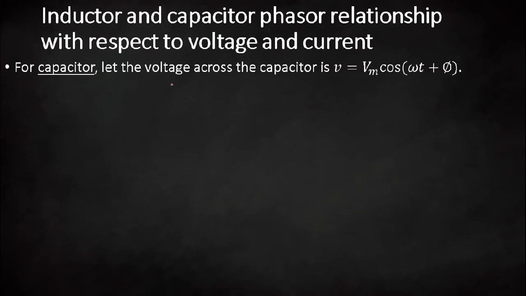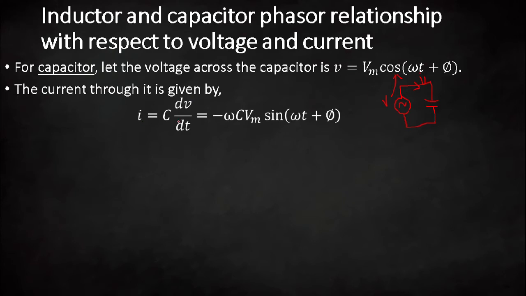So in the same way for a capacitor, let the voltage across the capacitor be given by V equal to Vm cos(omega t plus phi). This is nothing but a capacitor supplied by a time varying voltage signal. In that case, voltage V is Vm cos(omega t plus phi), and the current I is equal to C dV by dt. So in the case of a capacitor, current depends on the rate of change of voltage.